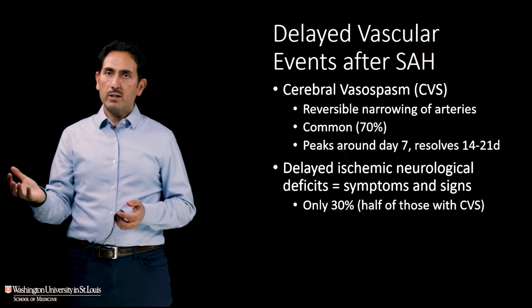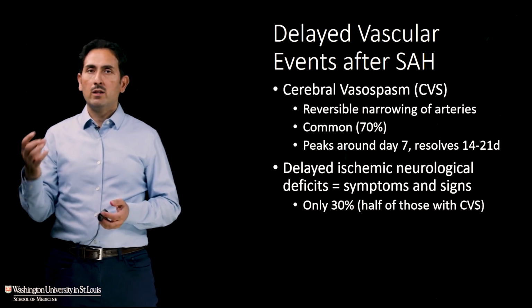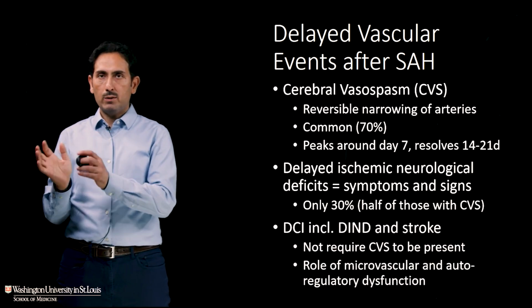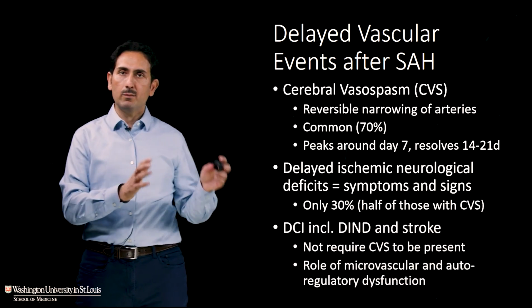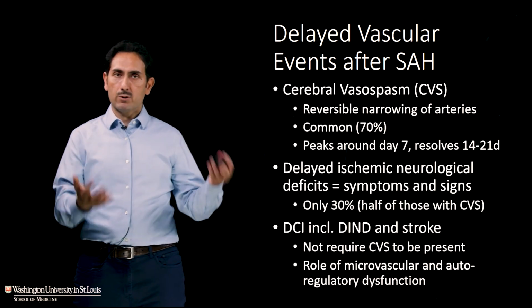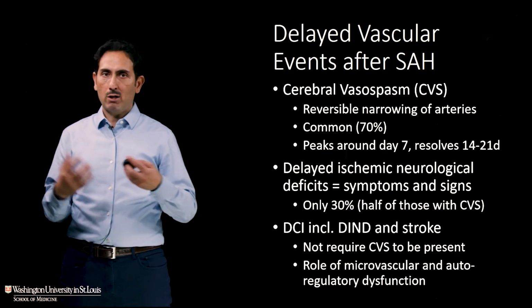And now this is not the same as vasospasm. Only half the people who get vasospasm get symptoms. And then the problem that we're really trying to avoid is cerebral ischemia that's delayed, or DCI, and that's the risk of stroke or actually having a stroke on a CAT scan or MRI.